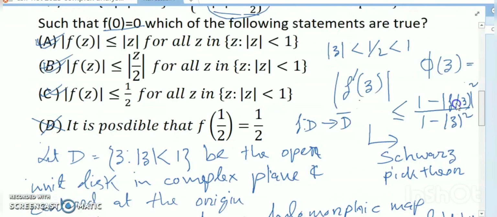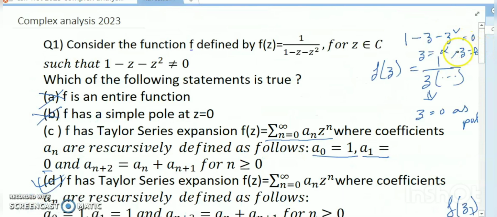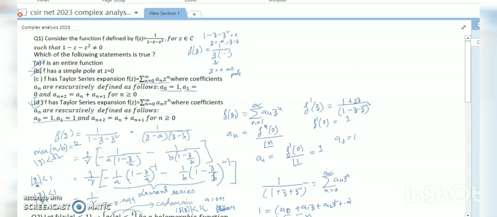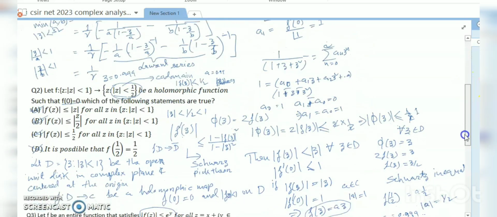So I hope I have cleared the total solution. Please check my total work.